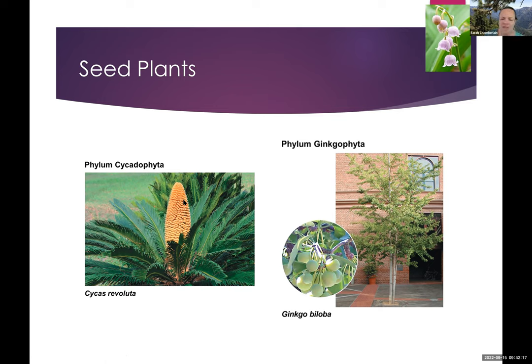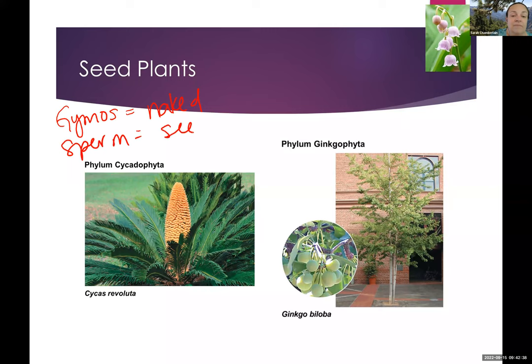You might even want to know what the word gymnosperm means. Gymnos means naked, and sperm means seed. This is wild. Remember, my screen is crappy. So the category gymnosperm literally means naked seed. These are the plants that have seeds, but they don't have fruit.